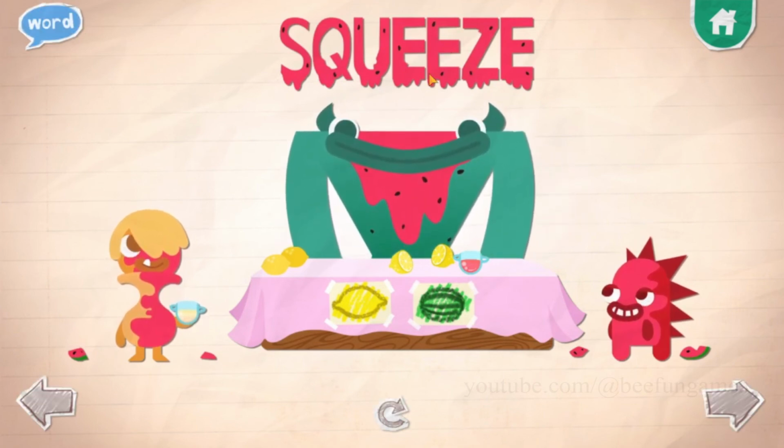To squeeze something is to hold and press it tightly. You have to squeeze lemons to make lemonade.